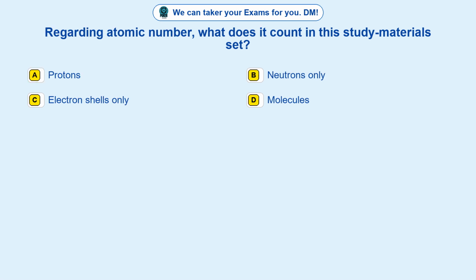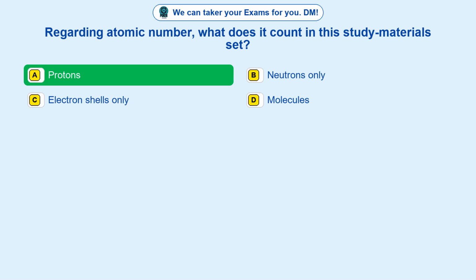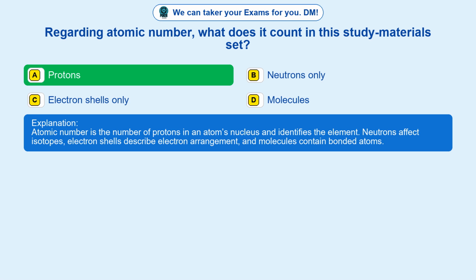Question 31. Regarding atomic number, what does it count in this study materials set? Option A, protons. Option B, neutrons only. Option C, electron shells only. Option D, molecules. The correct answer is option A. Protons. Atomic number is the number of protons in an atom's nucleus and identifies the element. Neutrons affect isotopes, electron shells describe electron arrangement, and molecules contain bonded atoms.